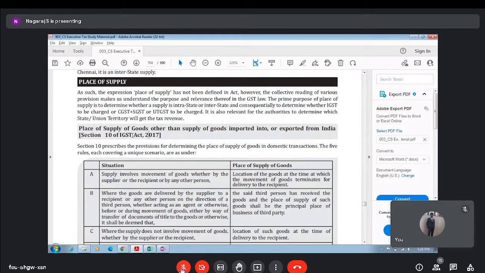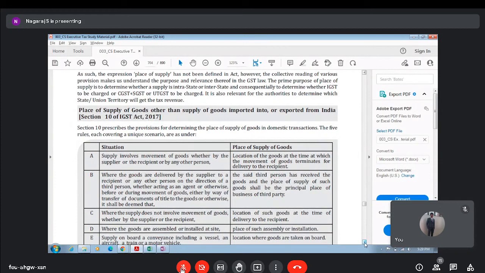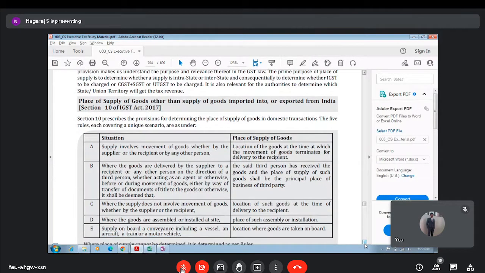If you get goods, the place of supply of the goods, stand up and thank God that you are given the easiest question. Very simple. Only 5 things are there. When it comes to supply of service, around 12 plus 12, 24. No, not even 12, 13 or 14 will be there. For goods, it is only 5.